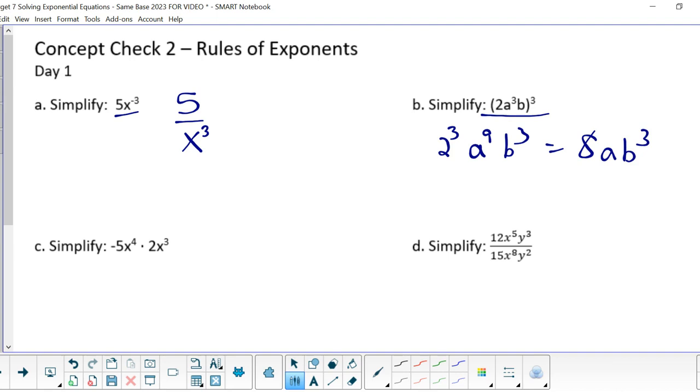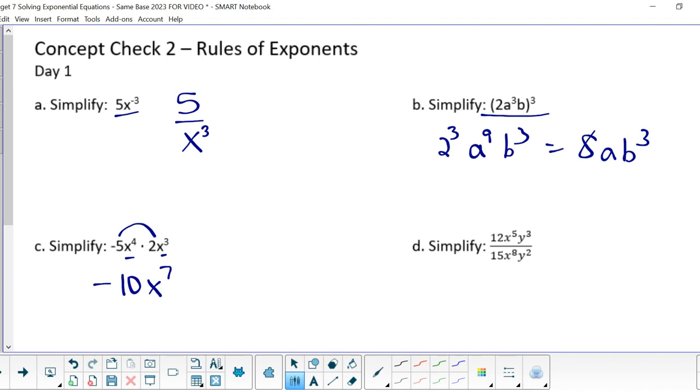All right, this one here, C, we start by distributing, or not distributing, but multiplying the negative 5 and the 2 together. So you get negative 10. And then when you have the same base, you add the exponent. So this is x to the 7th.